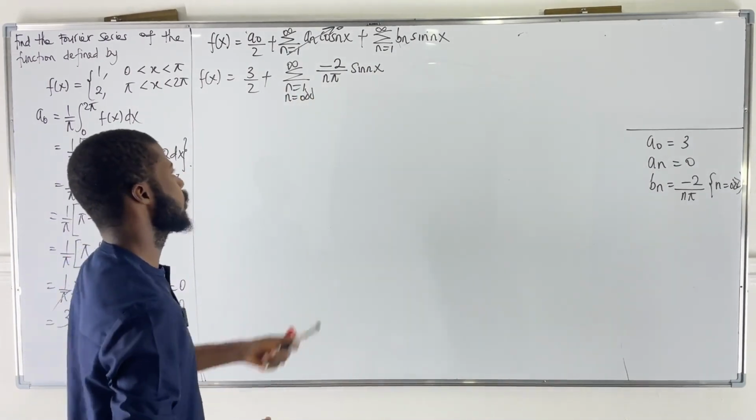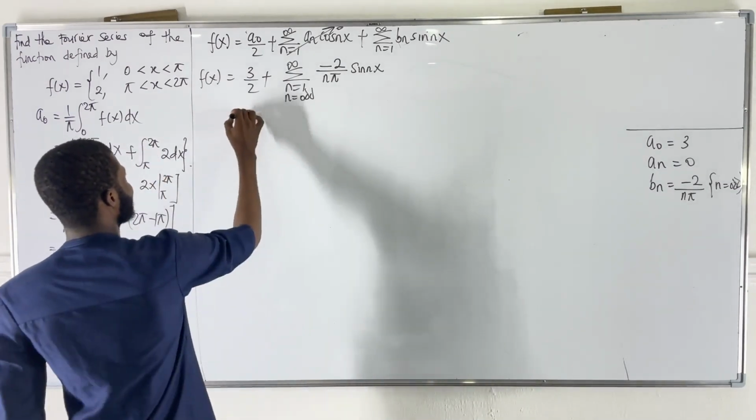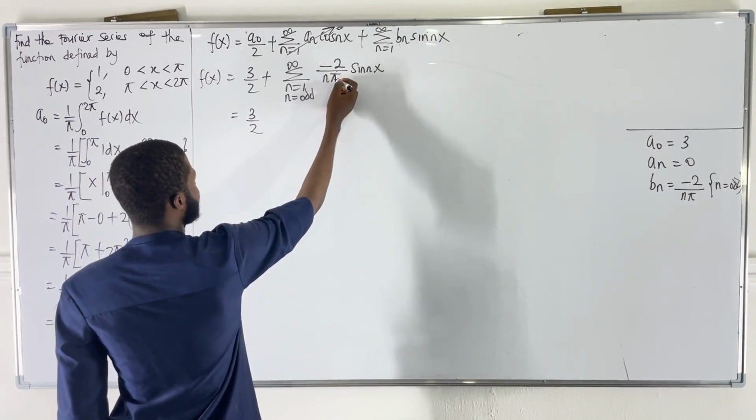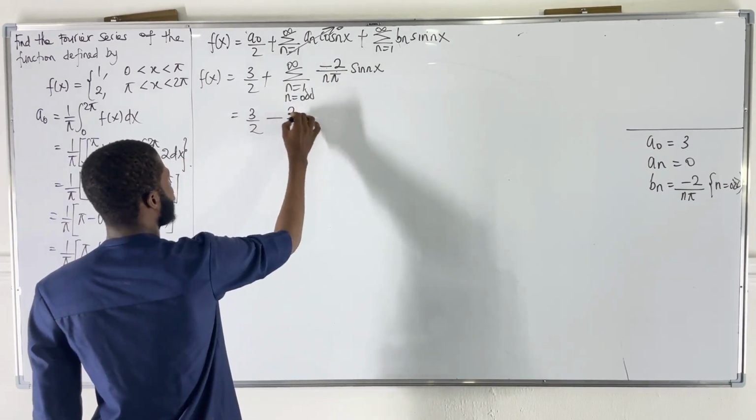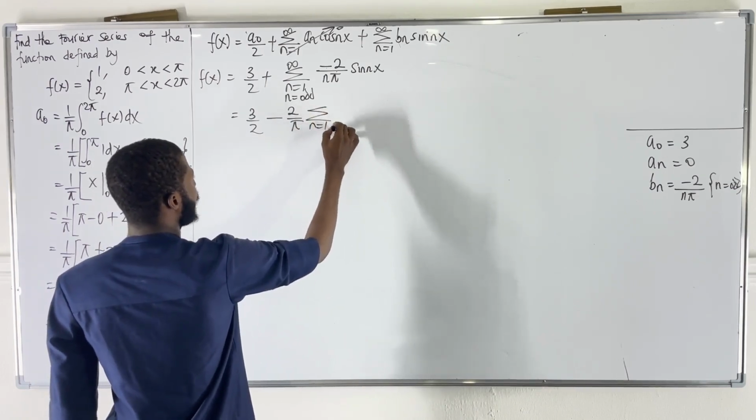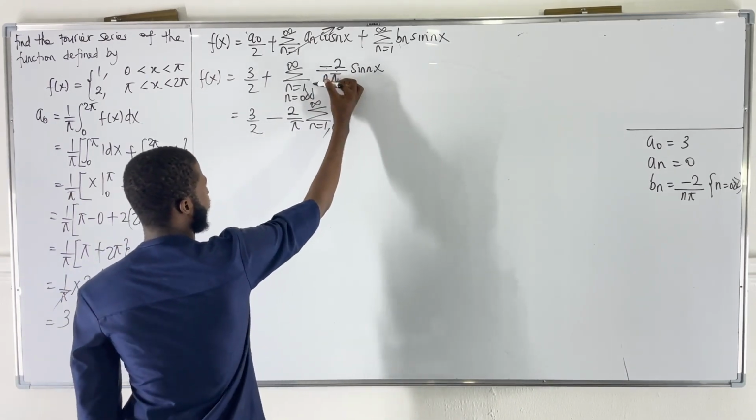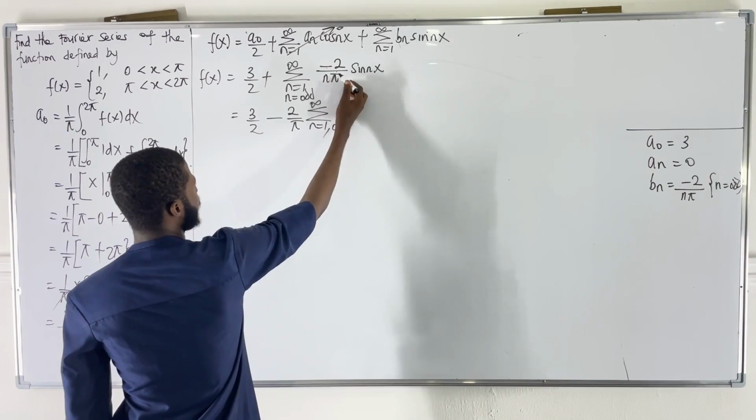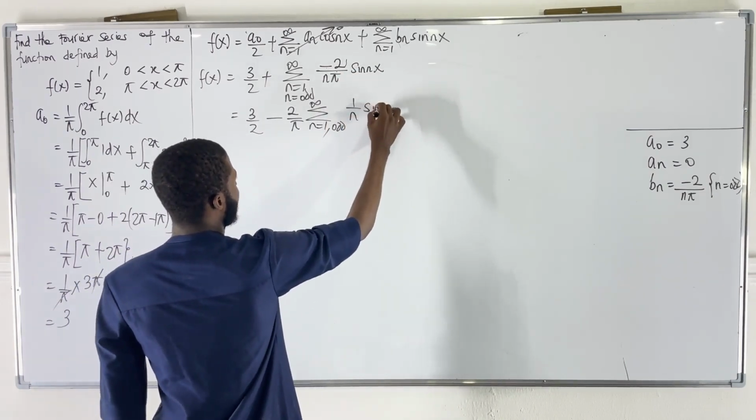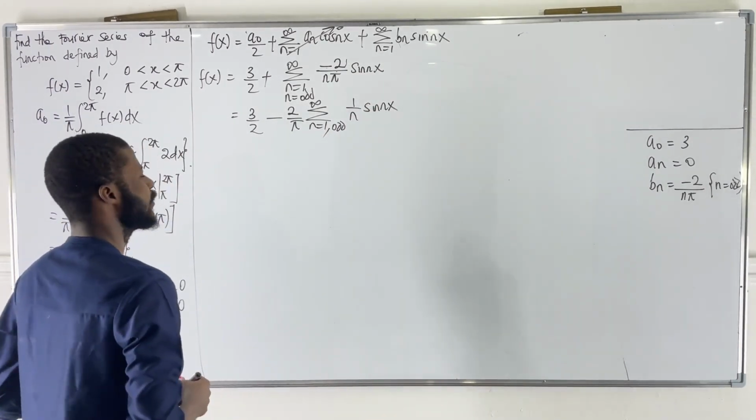So this is 3 over 2. Now the minus 2 over pi is a constant here, so bring it out. So this is minus 2 over pi, and then the sum from n equal to 1, where n must be odd, to infinity. The minus 2 is out because it's a constant, and the pi is also out. What we're left with is 1 over n sine nx. That's what we're going to have.